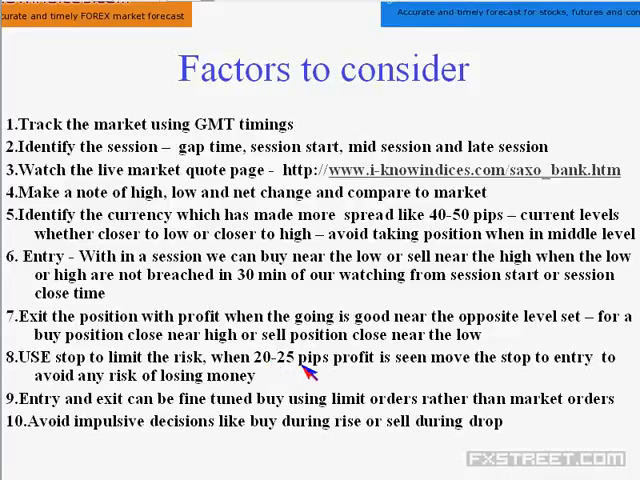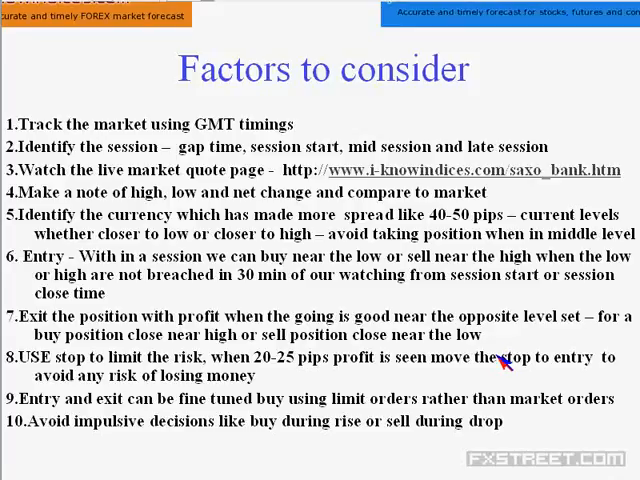Then once the position makes about 20 to 25 pips profit, you keep the stop at entry, then automatically you find that you are not taking any risk with regard to the position. So avoid holding loss-making positions and try to keep the stop at entry as soon as possible. In the event a position is not making profit for more than 2 hours, try to exit the position, because invariably it may maximize the loss.